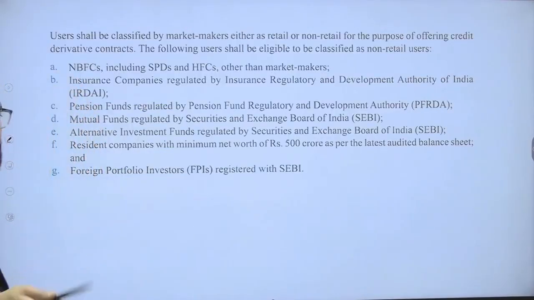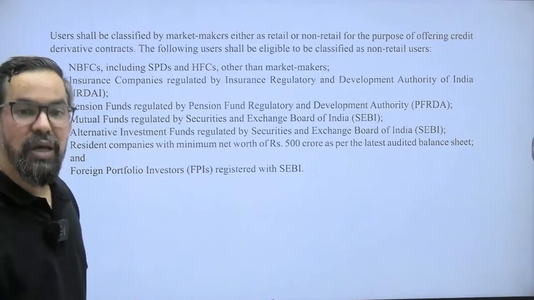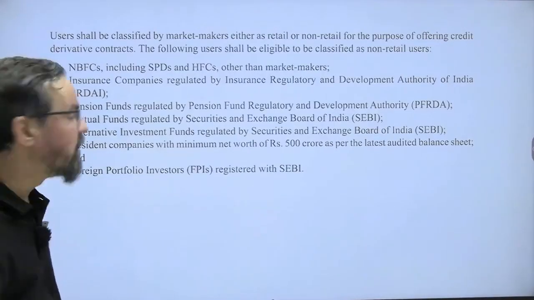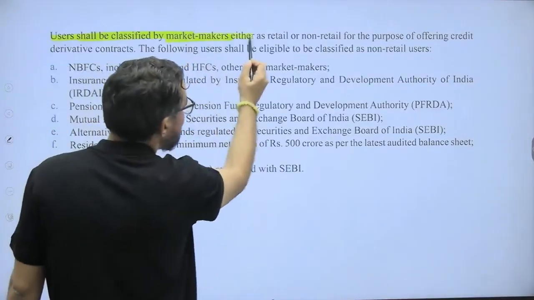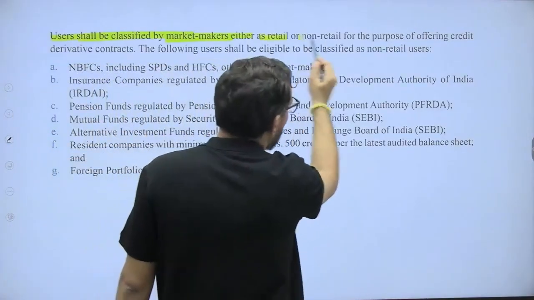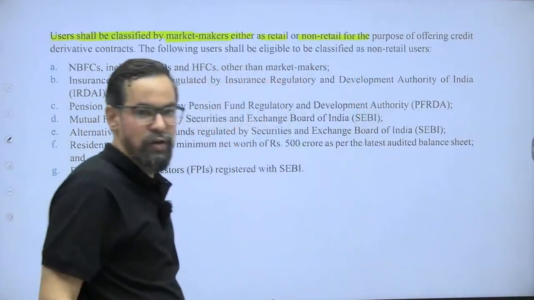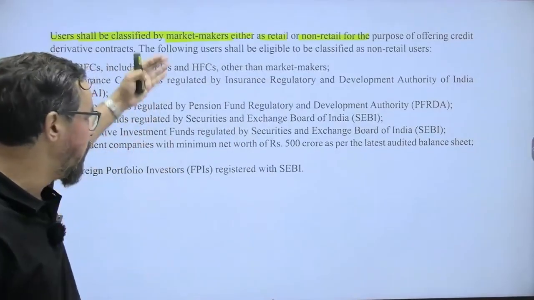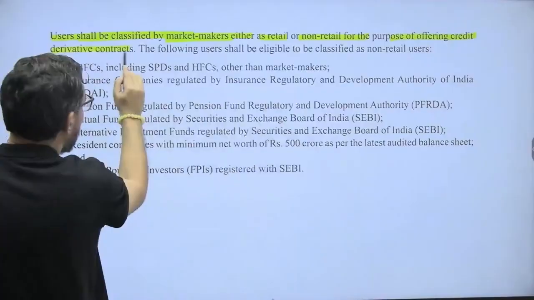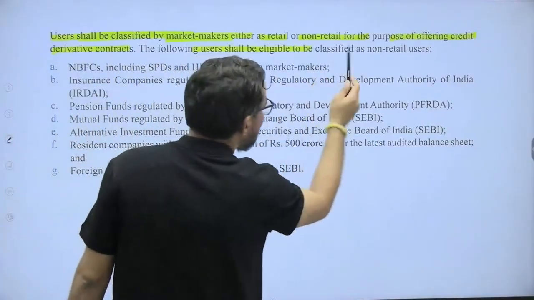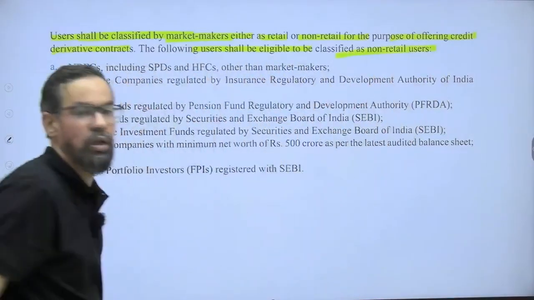So the users, and basically the market makers, for the credit derivatives. Users shall be classified by the market makers as either retail or non-retail. Retail means individuals and so on, and this is a list of non-retail persons. Okay? For the purpose of offering credit derivative contracts, the following users are classified as non-retail users. Okay?